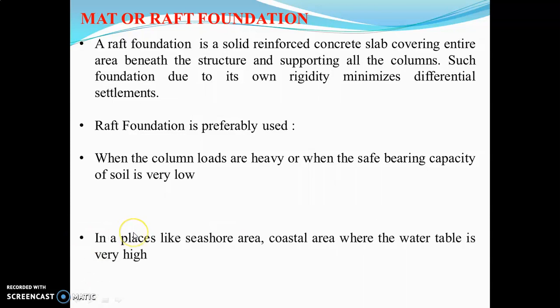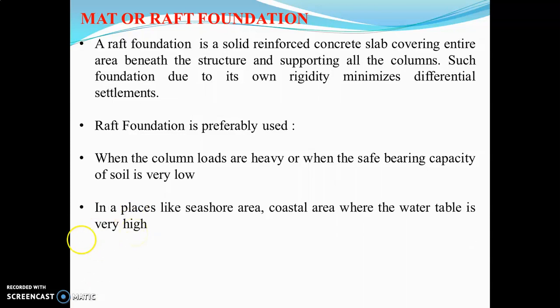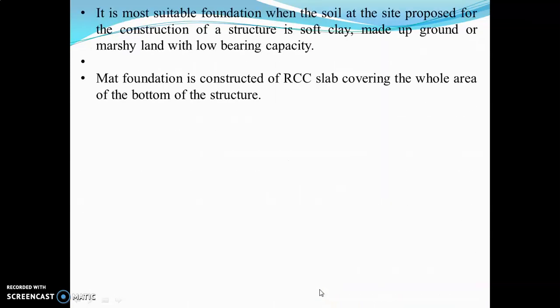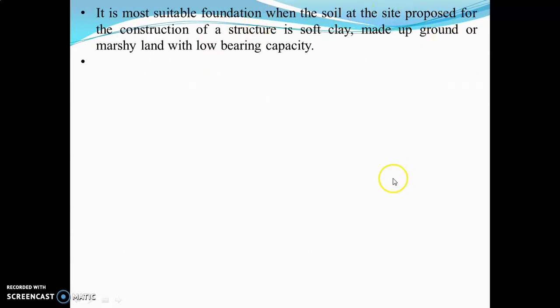In places like seashore area, coastal area where the water table is very high, when the columns and walls are so close that individual footings would overlap or nearly touch each other, when the area covered by the footing is greater than 50% of the total planned area, the mat or raft foundation is recommended. It is most suitable foundation when the soil at its site proposed for the construction of a structure is soft clay made of ground or marshy land with low bearing capacity.